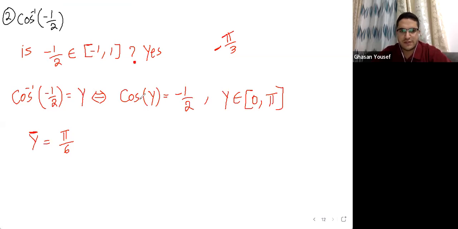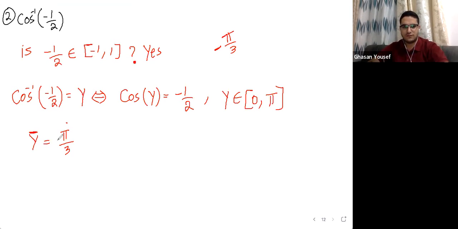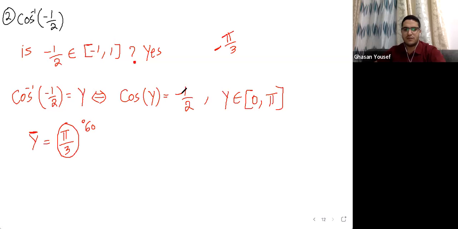No, hold on. First of all, what's the cosine of pi over 6? This is 30. Ah, you said 60, right? So here it is pi over 3. Pi over 3 is this angle here, 60 degrees. The cosine of 60 is positive 1/2. But I'm looking for an angle where it is negative, because the cosine in the second quadrant is negative.